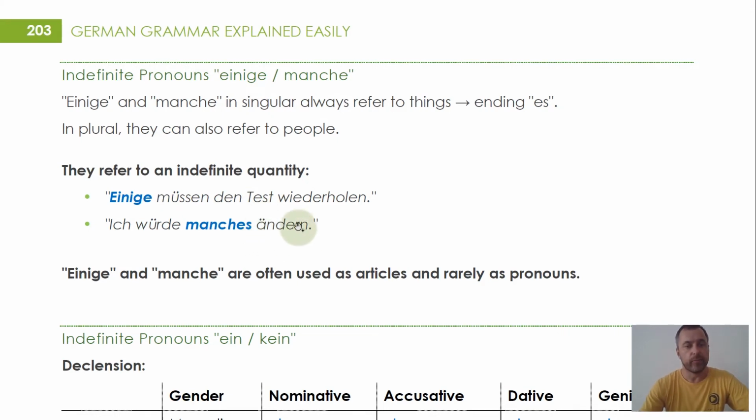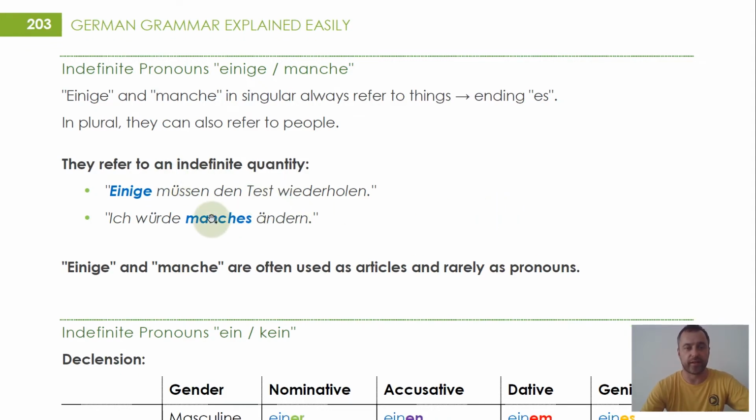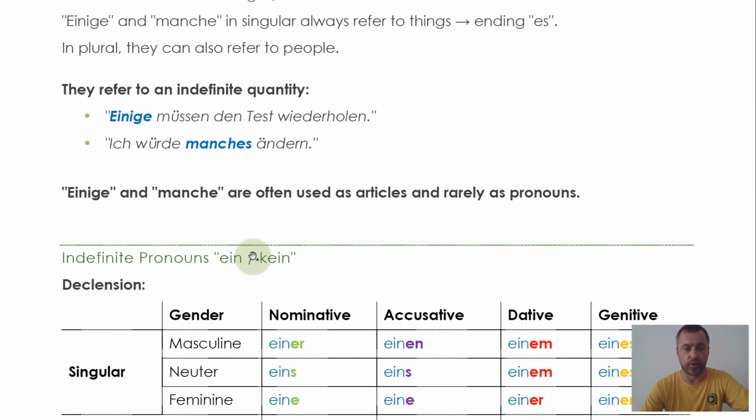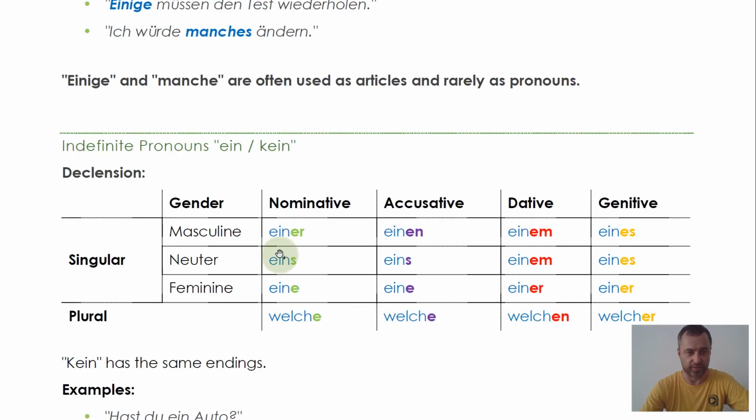By the way, they're mostly used as articles, rarely as pronouns. The difference here again is if you have the noun behind it, it's technically an article. Einige Menschen müssen den Test wiederholen. Einige Schüler müssen den Test wiederholen. Ich würde manche Dinge ändern. Pay attention. If you have the noun behind it, it's not always es here because Dinge is also plural and then it is manche Dinge. Then it's just an article word. So endings like definite articles.